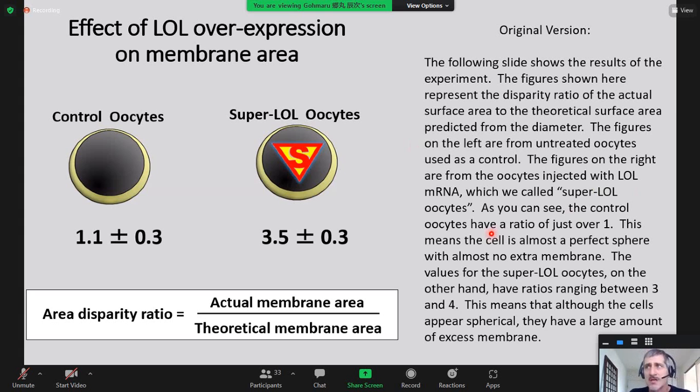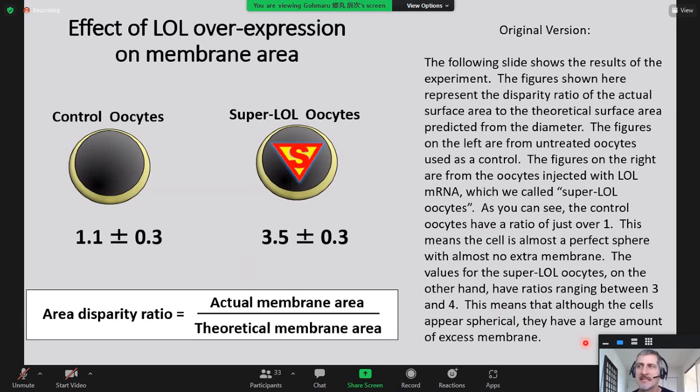And then on to the results. As you can see, the control oocytes have a ratio of just over 1. This means the cell is almost a perfect sphere with almost no membrane. The values for the super LOL oocytes, on the other hand, have ratios ranging between 3 and 4. Okay, but what are we talking about? Mostly numbers. We did kind of say this means it's a perfect sphere with no membrane, but how do we connect that? It's not directly explained.